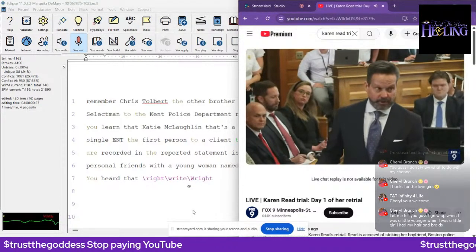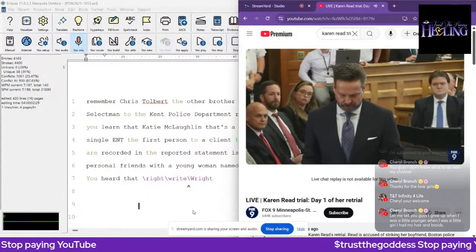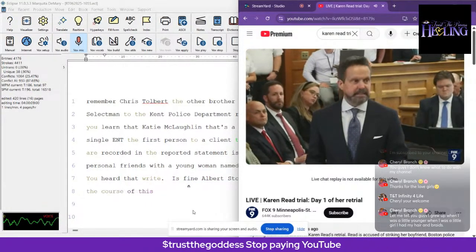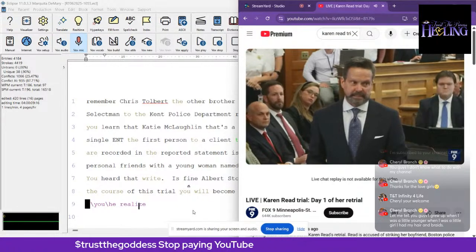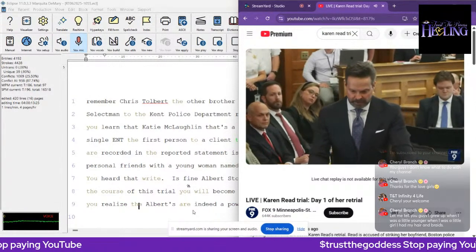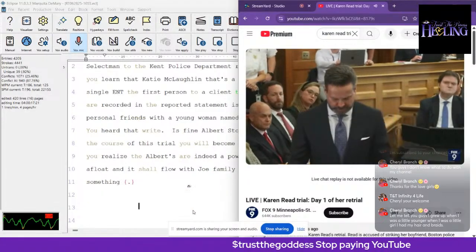It's Brian Albert's daughter. During the course of this trial, you'll become familiar with and you'll realize that the Alberts are indeed a powerful and indeed an influential family. And that will mean something. You'll learn that there are other major problems with the prosecution's case.